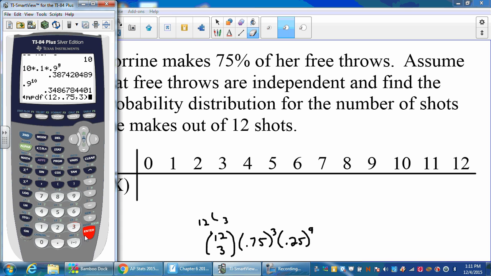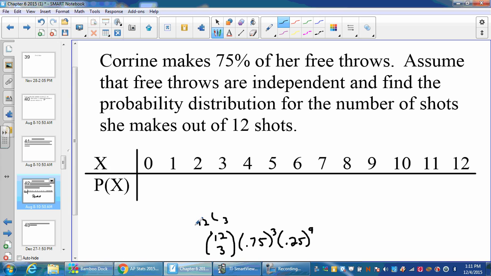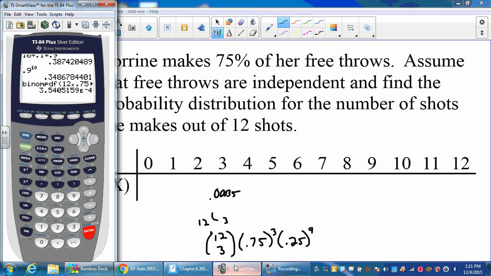Now if you have the old calculator, when you type binomial PDF, you'll enter the n first, the number of trials, comma, probability, comma, x value. And when you hit that, you'll see that it's a very small number, 0.0035. So the probability that she makes 3 shots is 0.0035. So there's a very low chance that she would do that.